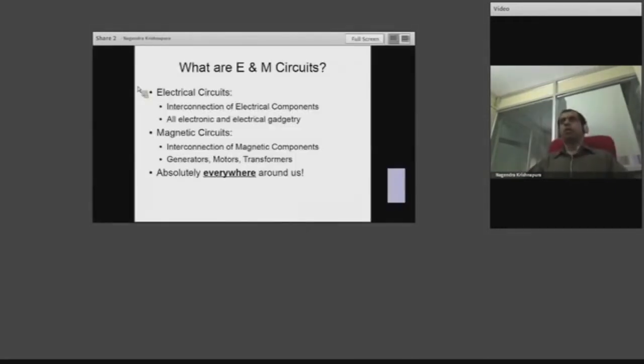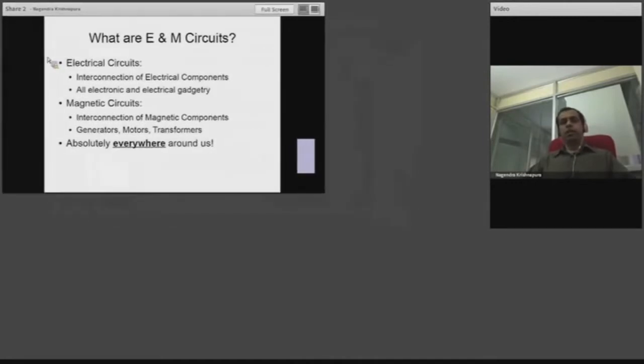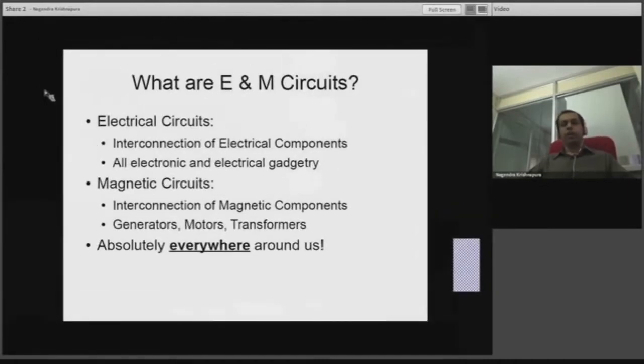Here is a presentation that outlines what we will be seeing in this course. In fact, it turns out that in this semester, I am also teaching a course at IIT Madras entitled Electrical and Magnetic Circuits. What I will be talking about in this online course will be only the electrical circuits part of it. Now, what are electrical circuits?